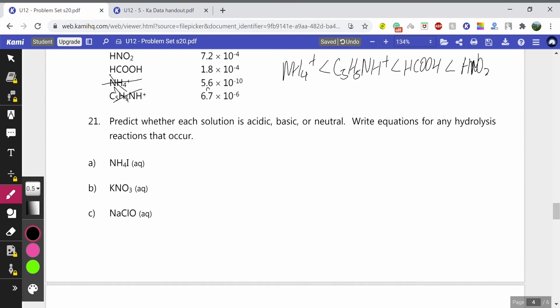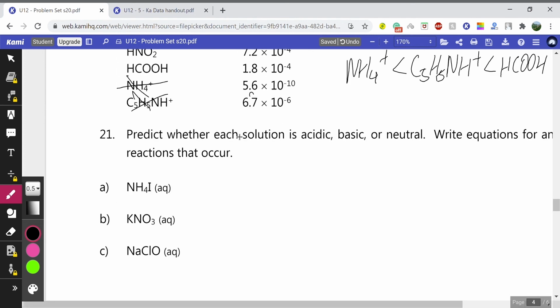Now predict whether each solution is acidic, basic, or neutral, and write equations for any hydrolysis that occurs. So NH4OH will be a weak base, which turns into a strong conjugate acid. HI is a strong acid, which will turn into a weak conjugate base. Now this is going to be neutral, and this strong acid is going to be acidic. So this overall is going to be acidic.